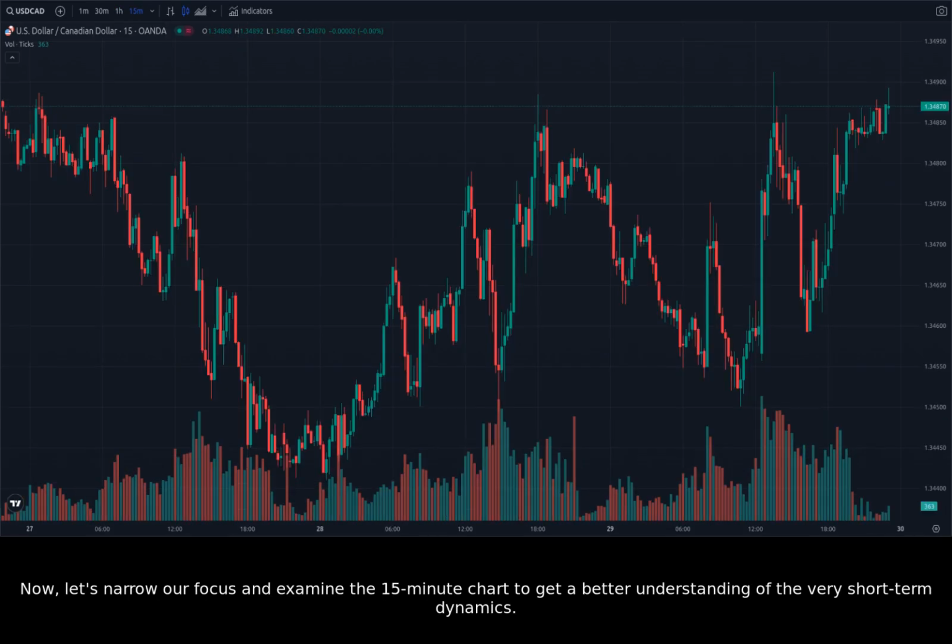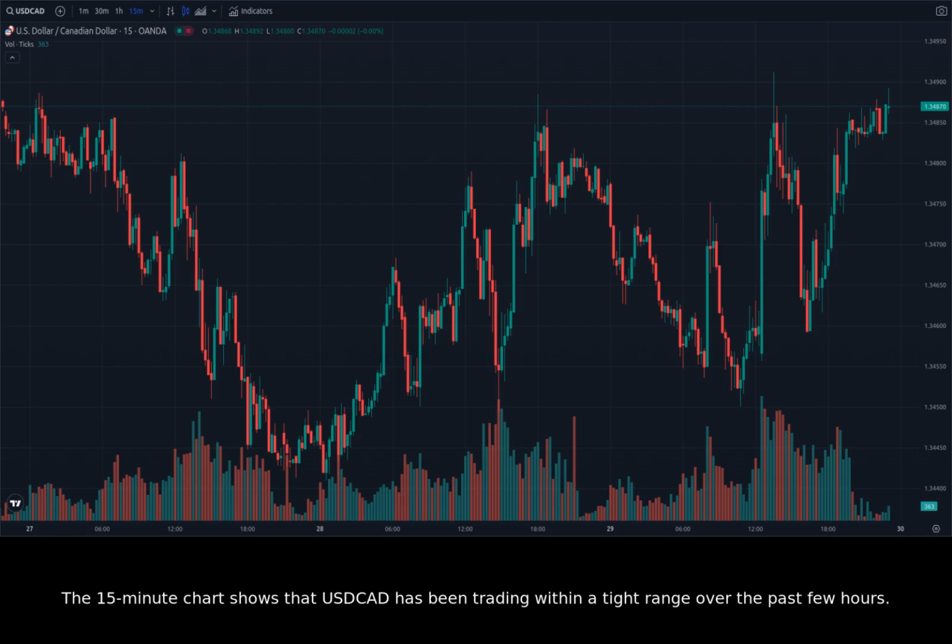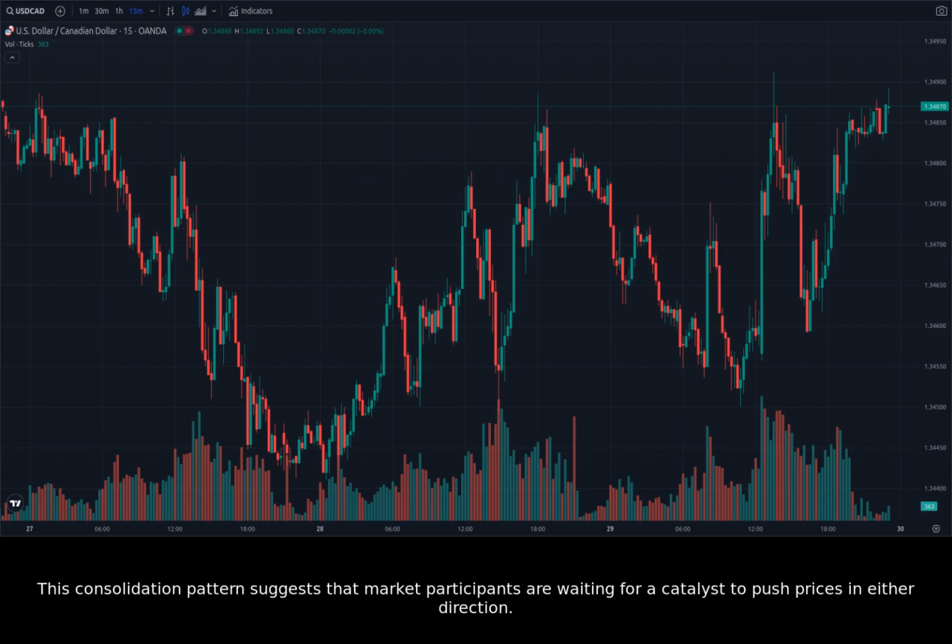Now, let's narrow our focus and examine the 15-minute chart to get a better understanding of the very short-term dynamics. The 15-minute chart shows that USDCAD has been trading within a tight range over the past few hours. This consolidation pattern suggests that market participants are waiting for a catalyst to push prices in either direction. The release of the U.S. Core PCE price index data could be that catalyst, potentially triggering a breakout in either direction.